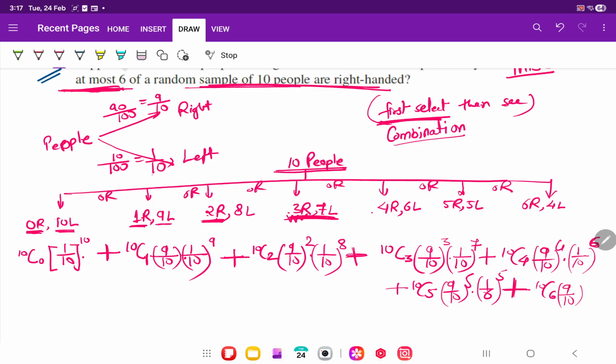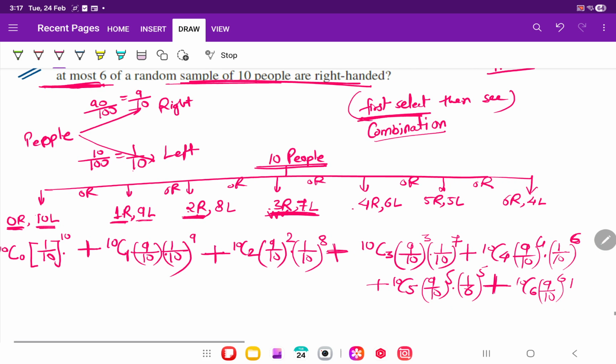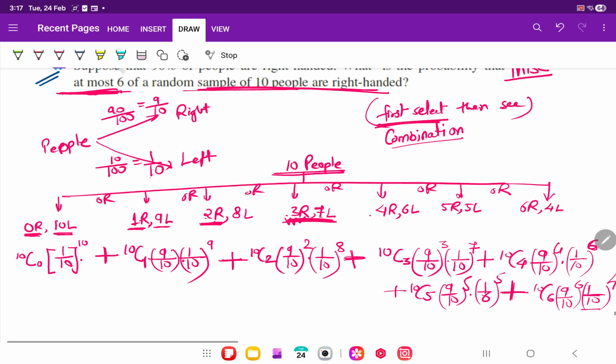9 by 10 is for right handed people, and 1 by 10 is for left handed people. So for right hand people, what is the probability? 9 by 10. For left hand people, probability is 1 by 10. So that is what I am using here.